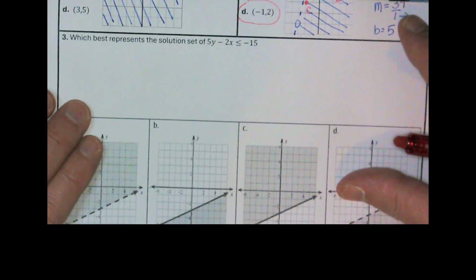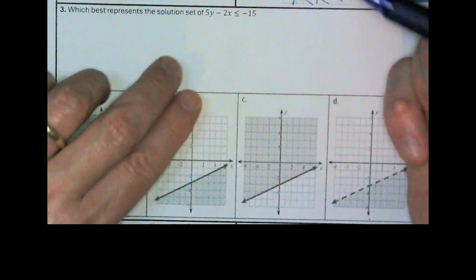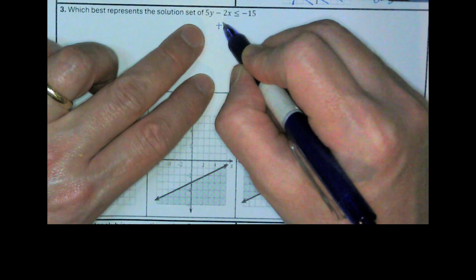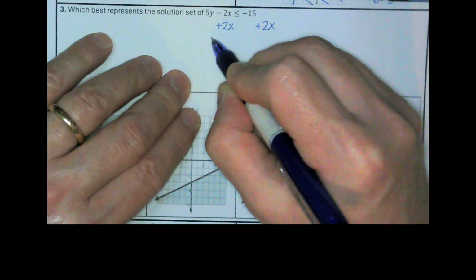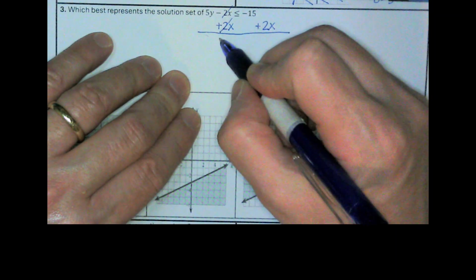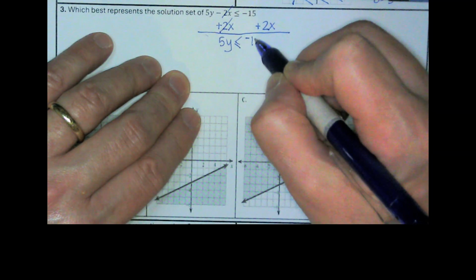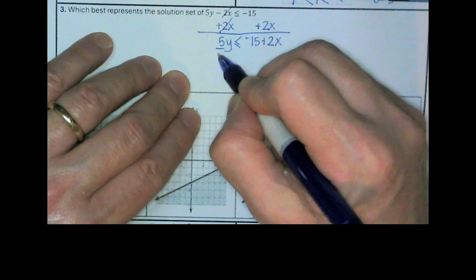Okay, next problem is a multiple choice question, and we start with this inequality, and we notice that the inequality does not have the y by itself. So the first thing I need to do is cancel the number with x to get that y by itself. In order to do that, I'm going to add 2x on both sides. 2x cancels. I'm left with 5y less or equal to negative 15 plus 2x. Now I'm going to divide both sides by 5.